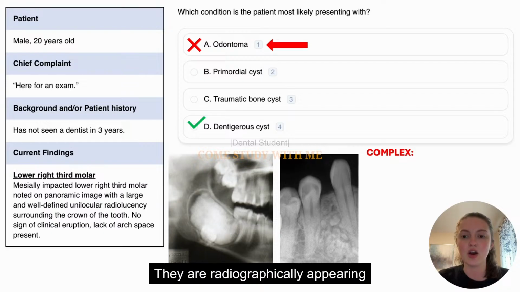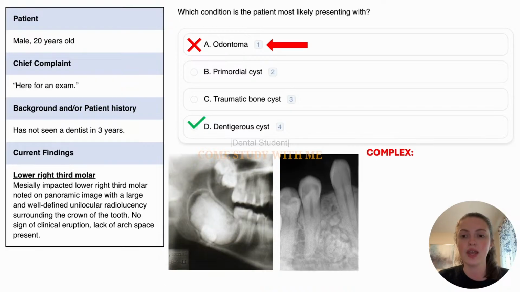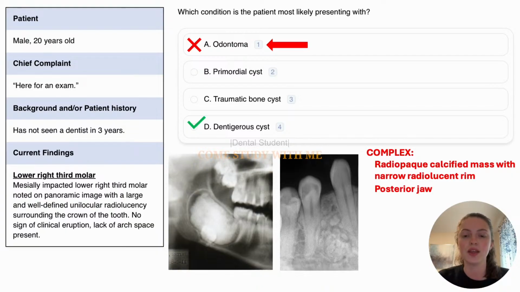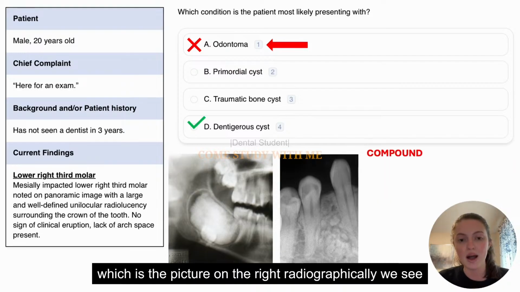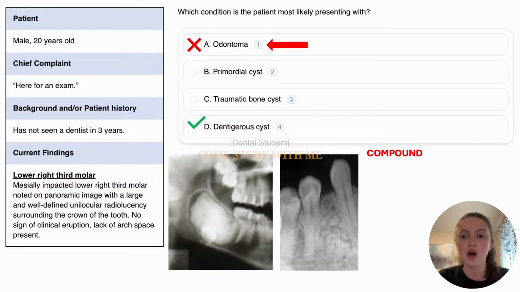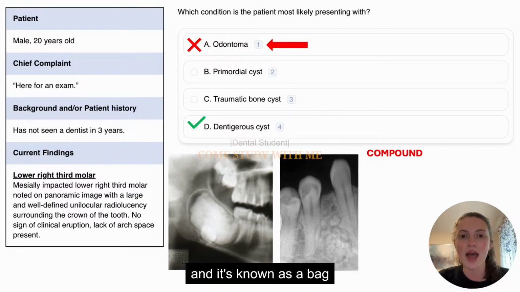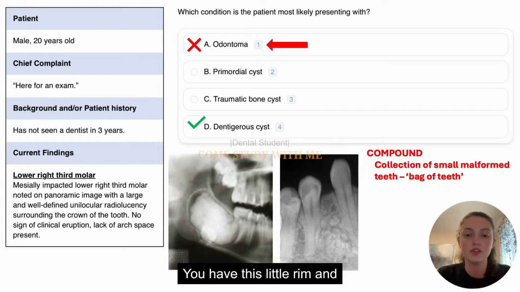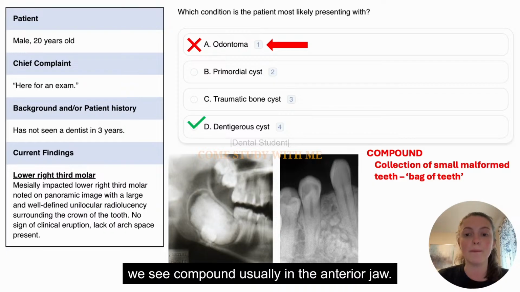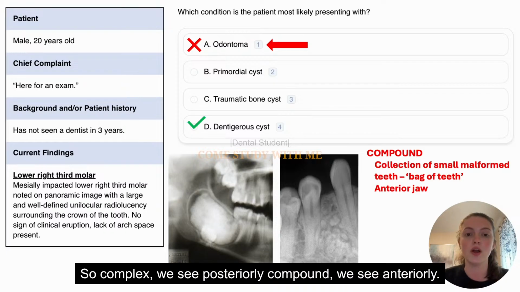We'll start first with complex. Radiographically, it appears as a radiopaque calcified mass, like we said, with the same density as tooth. It has a narrow radiolucent rim and overlies an impacted tooth, and it's usually seen in the posterior jaw, just like our picture shows. Now, compound, which is the picture on the right, shows a collection of small malformed teeth, also surrounded by a radiolucent rim. It's known as a bag of teeth because that's kind of what it looks like: a little rim with tiny malformed teeth inside. Complex we see posteriorly, compound we see anteriorly.